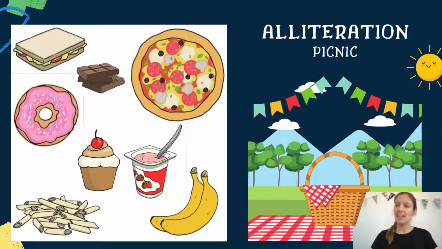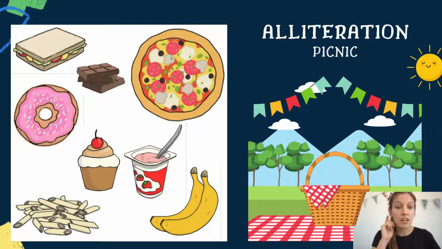It is called Alliteration Picnic. Now, to play, you want to be able to collect as many of these picnic foods as you can so that you can have a delicious picnic with your friends or family. But the only way you can collect one of these bits of food to put in your picnic basket is if you can come up with some alliteration for it. So I might help you with the first one just to get you started.